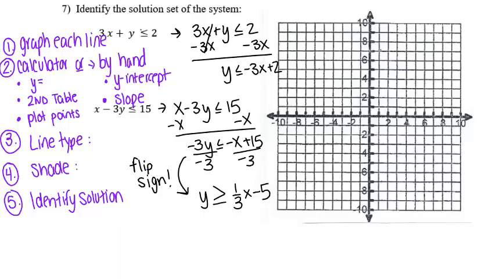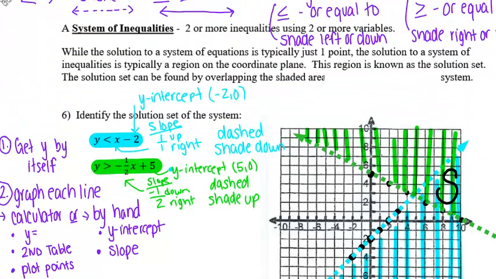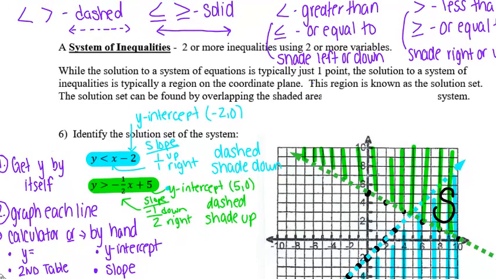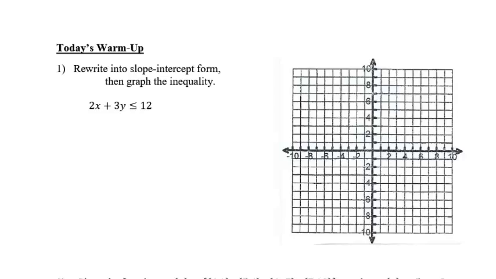Now take it a step further and try to do the graph on your own. Remember to keep in mind the shading and the dashed or solid line, and use all of the notes from the top of this page. Scroll up, that would be great. Use all these notes up here to help you with the second graph. And then you can try this one on your own too. First up, get y by itself, and then graph.